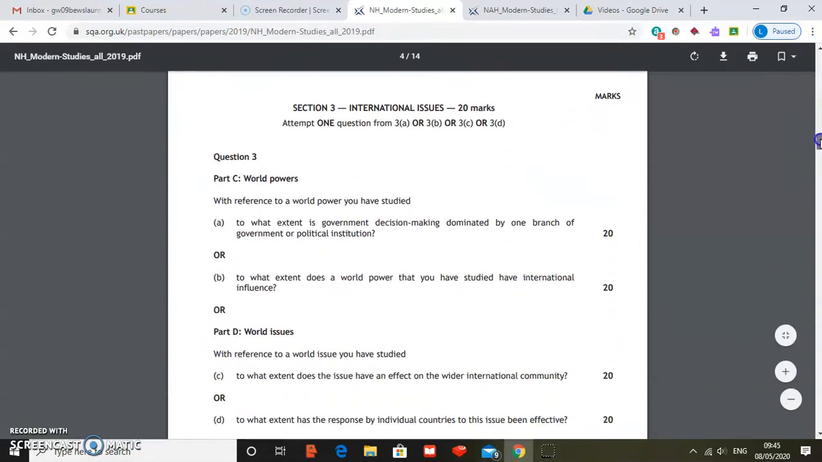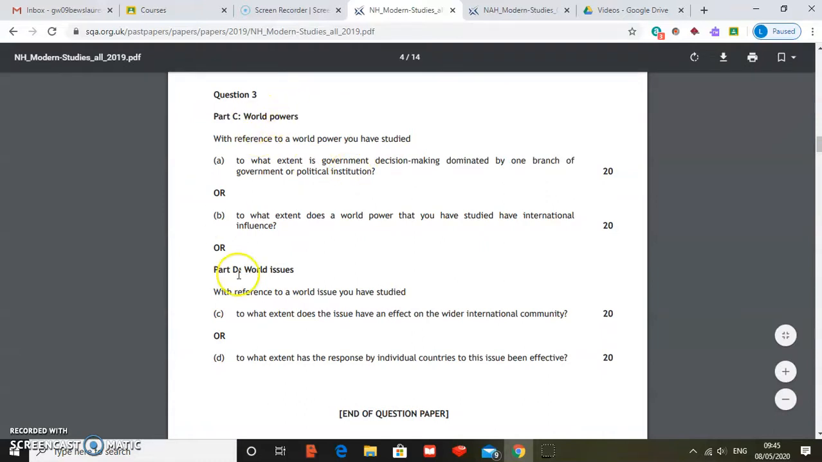Going down to section 3, world issues, world powers, we do an issue.